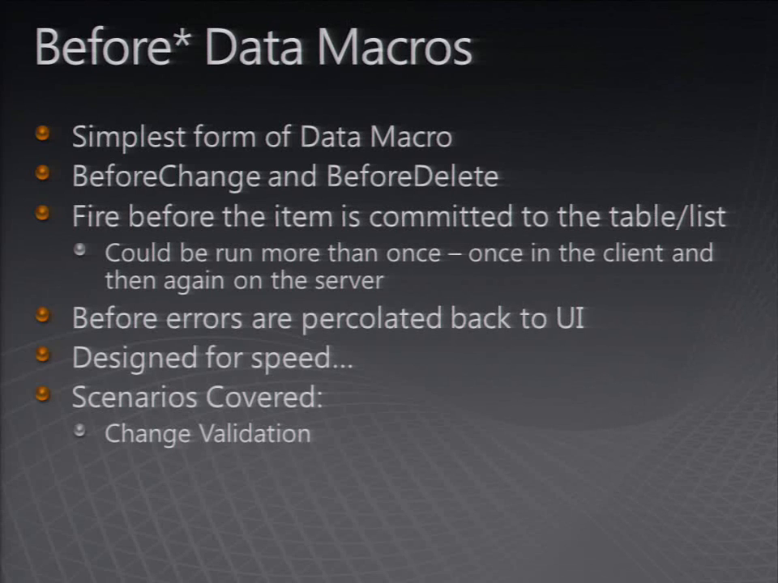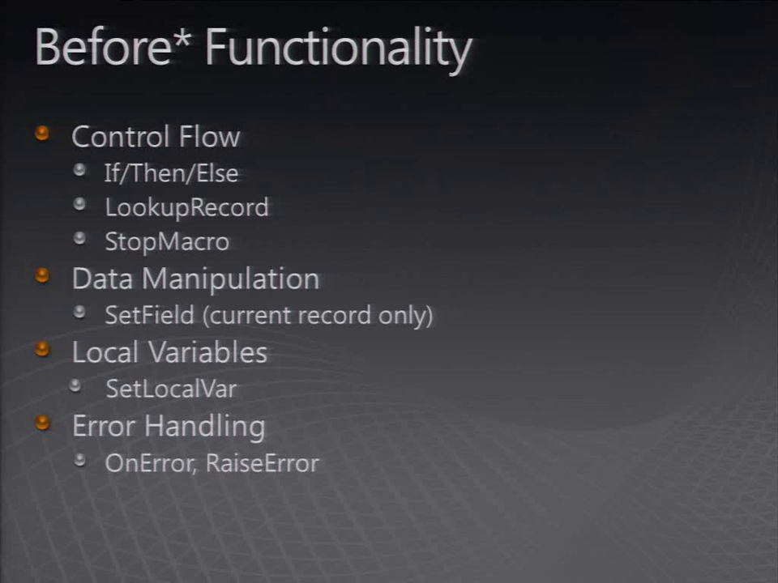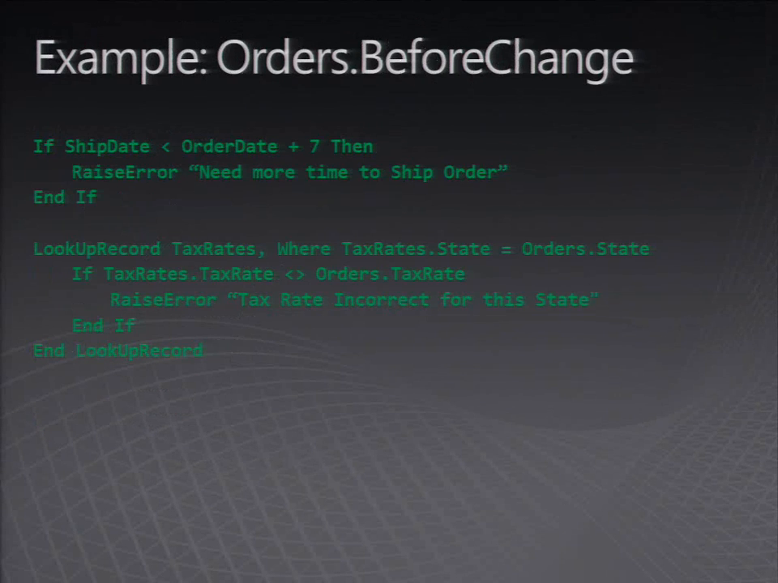And that really is around validation. How do you validate data before it goes into the database and make sure it's the way you want it? You can do if statements, you can do lookup records, and you can do data manipulation. So you can adjust records for that individual item. And here's an example of one. We can say if the ship date is less than the order date plus 7, we can raise an error back to the user and say, hey, we need more time to ship that order. So you can start to create some business logic and have that business logic affect all the parts of your application.